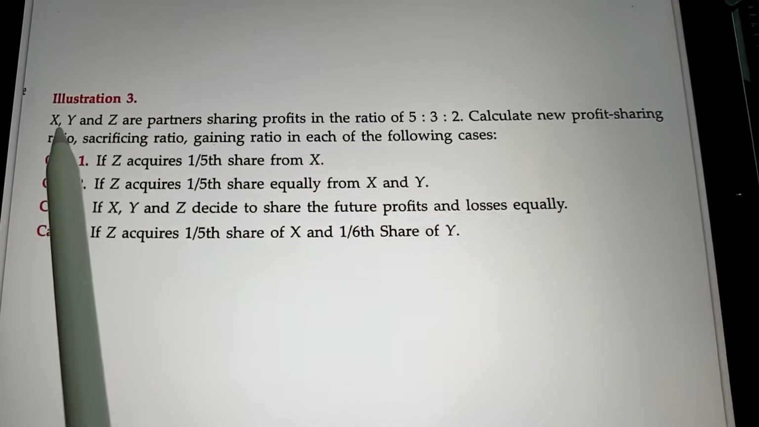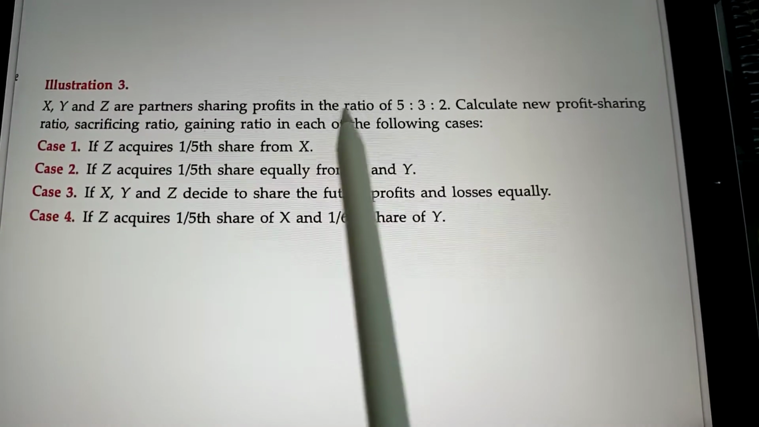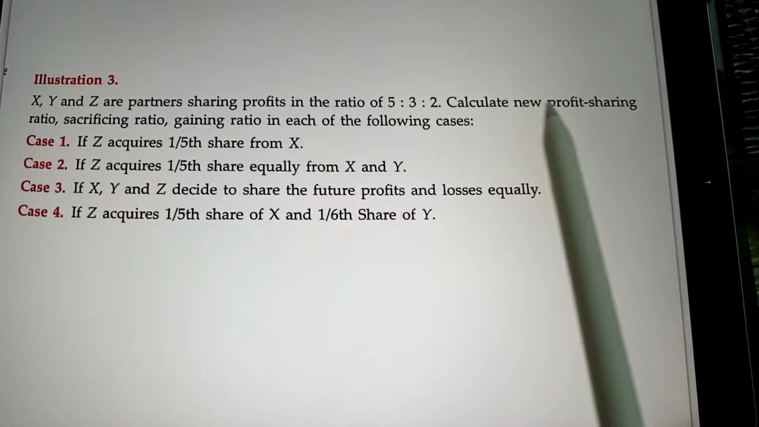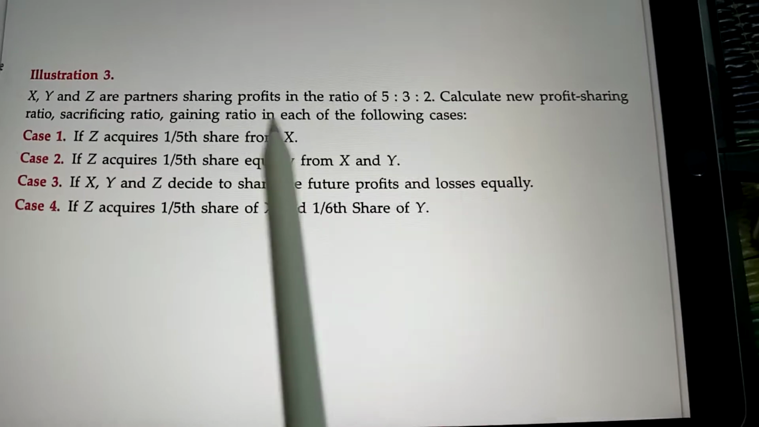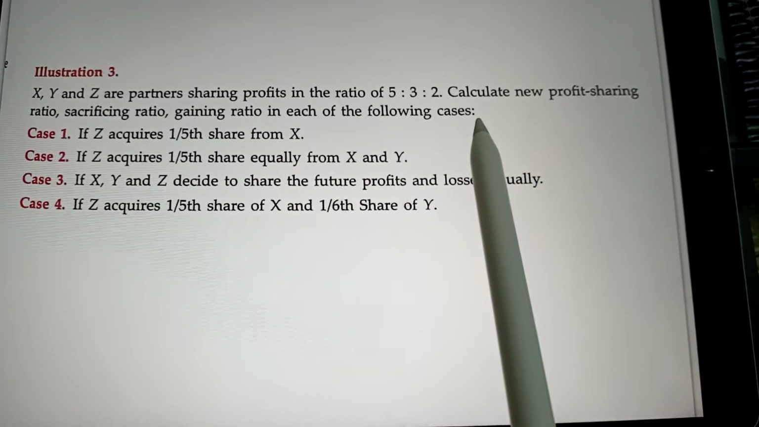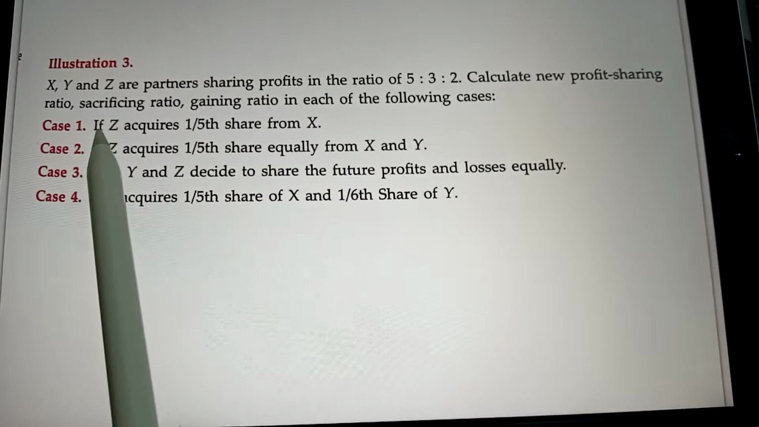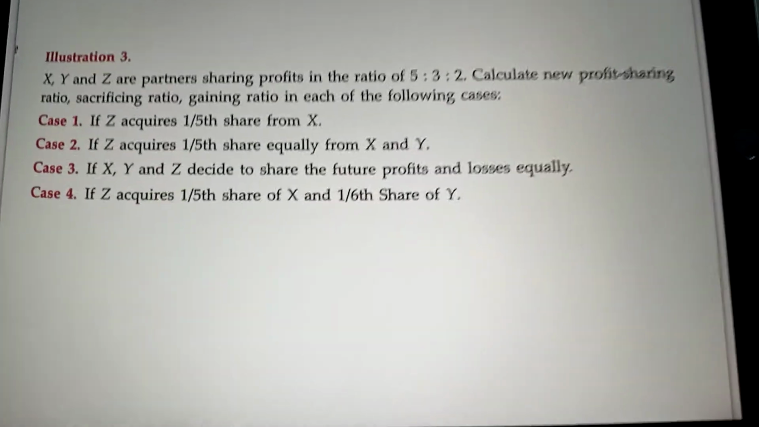In the second numerical, X, Y, Z are partners sharing profits in the ratio of 5:3:2. Calculate the new profit sharing ratio, sacrificing ratio, and gaining ratio in each of the following cases. So here 4 cases are given. First case is if Z acquires 1/5 share from X. So we will first solve the first case.